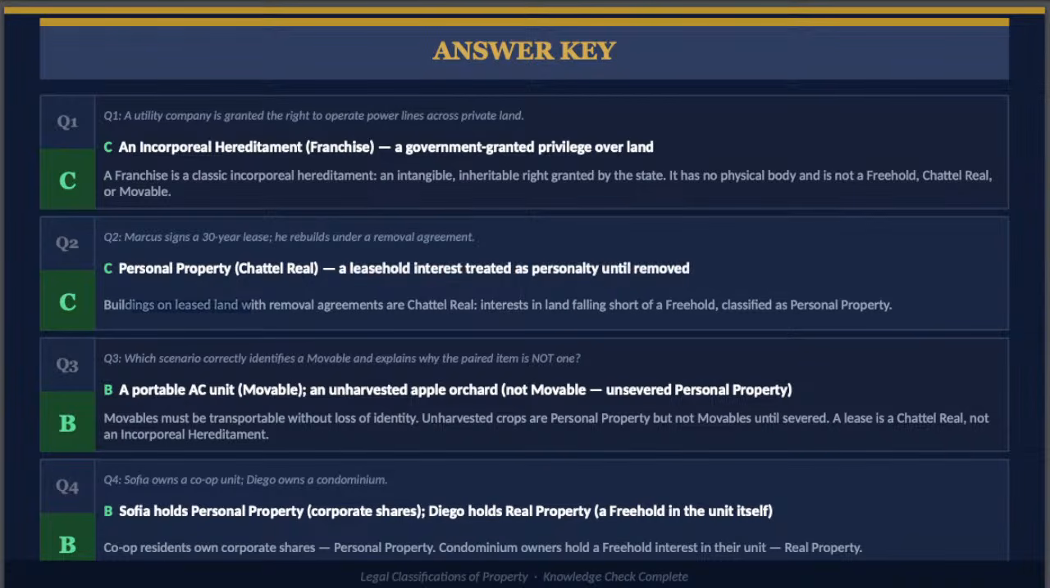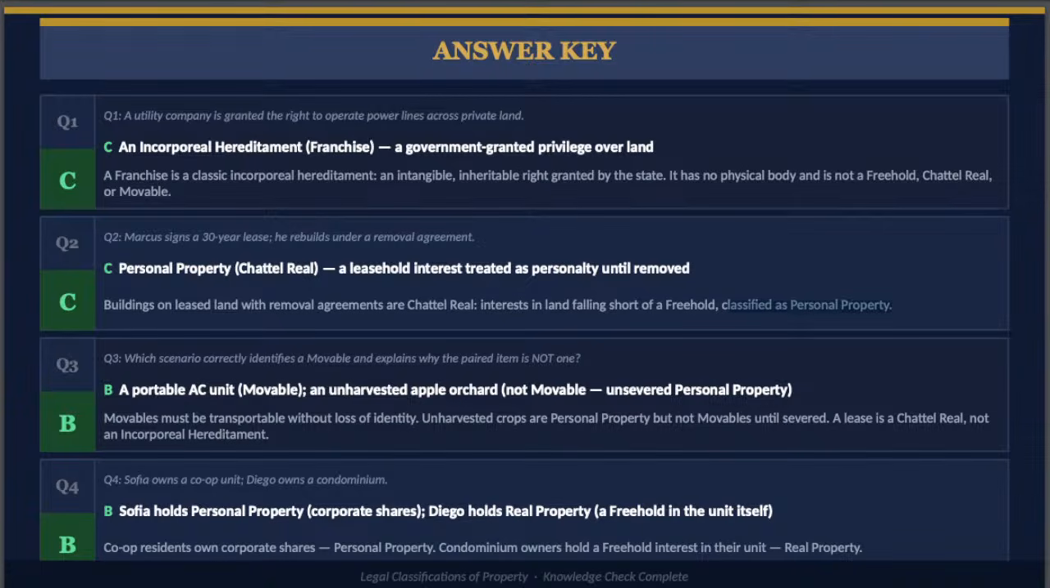So the building's on leased land with removal agreements. He had a removal agreement for the burned structure. He rebuilt that burned structure, but it still had a removal agreement. Those are chattel real, an interest in the land falling short of a freehold, classified as personal property. So if he decides he wants to take his new building, he can. Or I guess he could burn it down and remove it since he had a removal agreement.